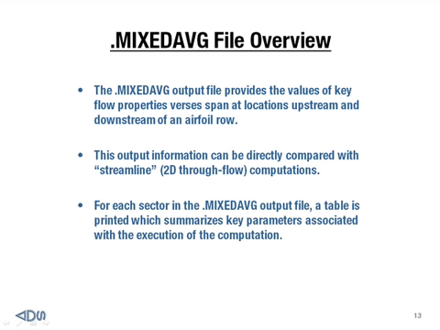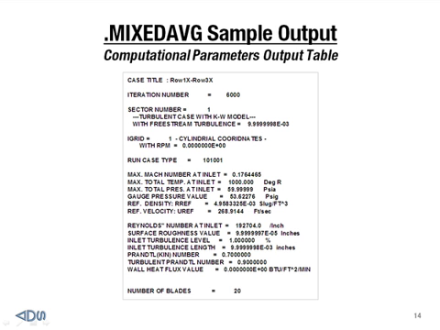these two stations. And this allows the user to compare the output with streamline type of calculations that very likely they had done earlier in the design cycle. Now, prior to these profile tables, there is one table that's provided that provides some feedback on the parameters associated with the execution of the computation. And this table is shown here.